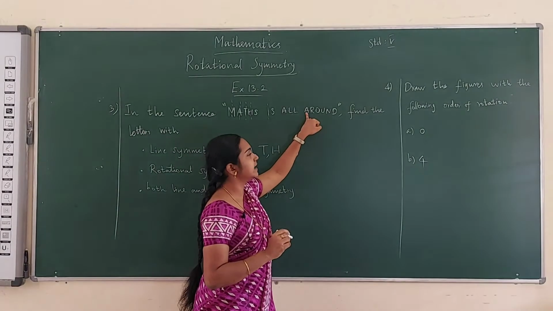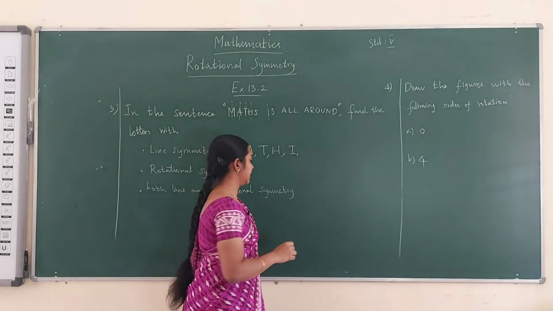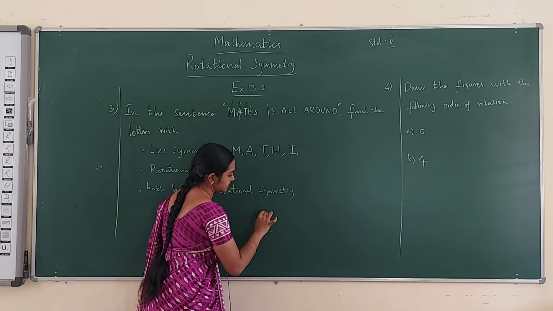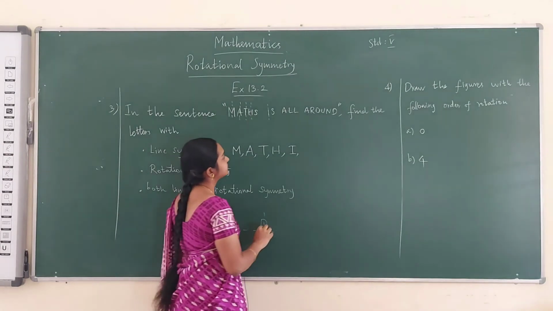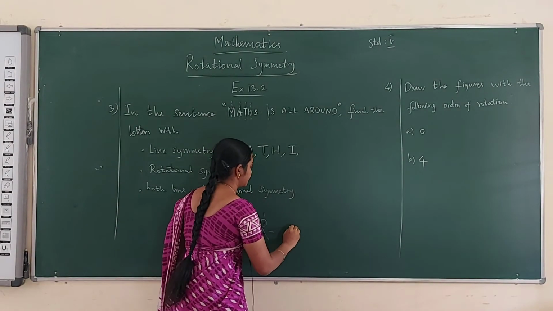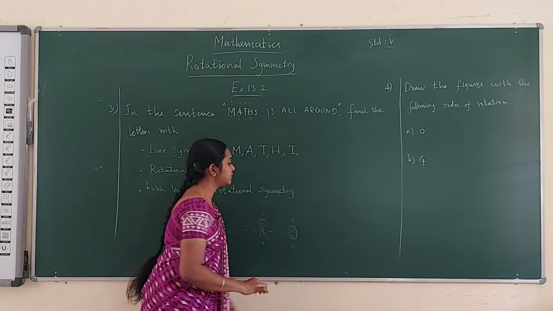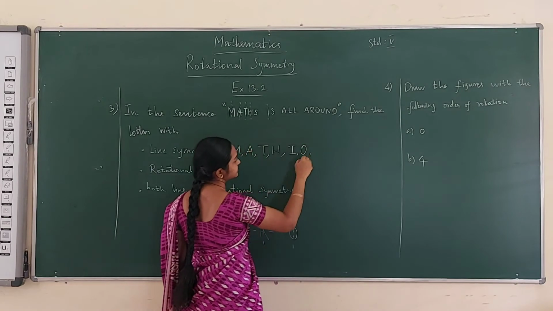Next, A. A is already written. Next, R. If we draw line anywhere on R, it won't look the same. So R is not having line symmetry. Next, O. If we draw a line, it looks the same on both the sides. So O is having line symmetry.